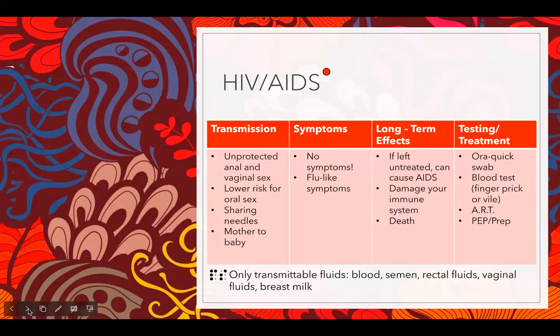One last thing to be very aware of is the only fluids that can transmit HIV, because there are still a lot of misconceptions, meaning that a lot of people are not aware of the fluids that actually transmit HIV. The only ones that do transmit HIV are blood, semen, rectal fluids, vaginal fluids, and breast milk. Okay? A lot of the time students ask, what about saliva? No, saliva does not transmit HIV. You can kiss someone with HIV and you will not get HIV. Okay?